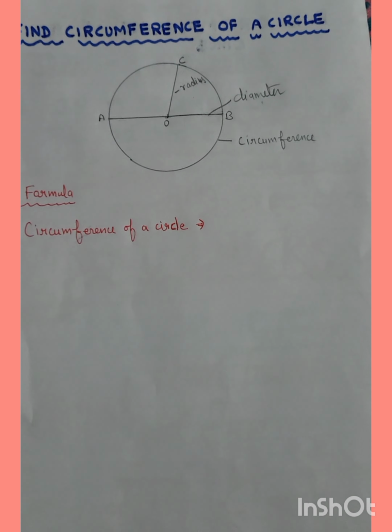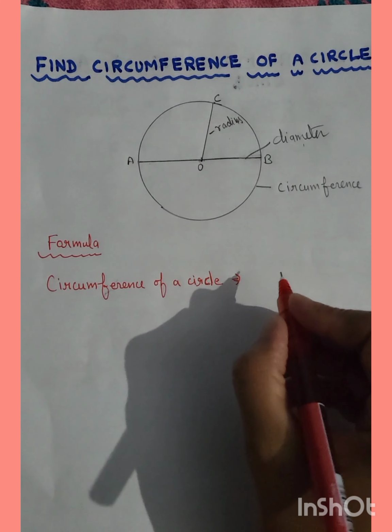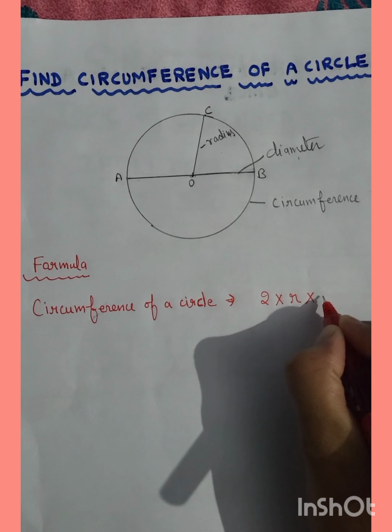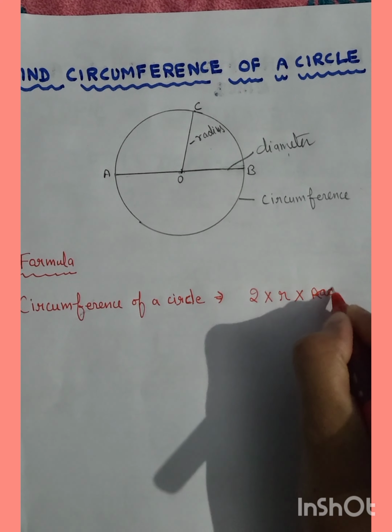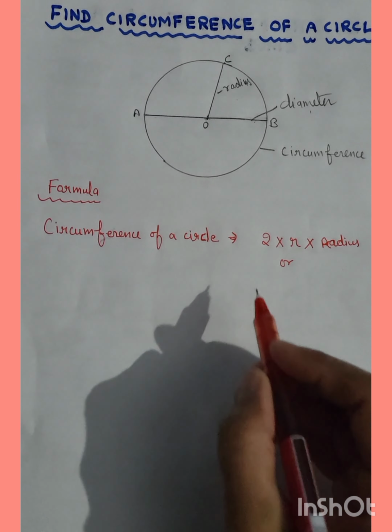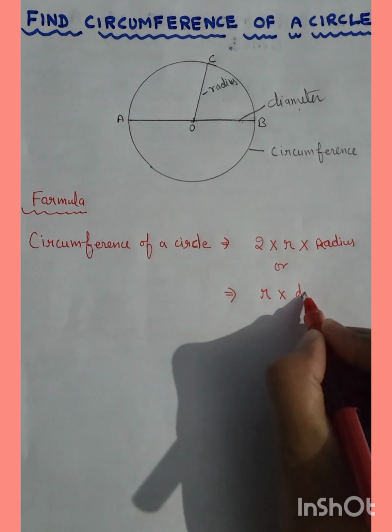Now, there are two formulas related to the circumference of a circle. The first formula is 2 multiplied by pi multiplied by radius. And the second formula, if you know the diameter, what will be your formula? Pi multiplied by diameter.